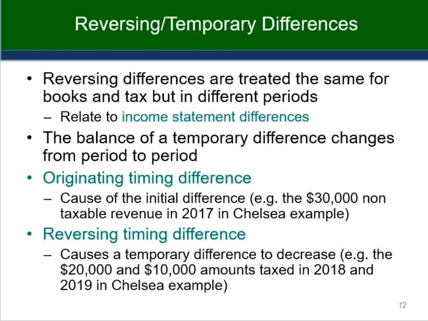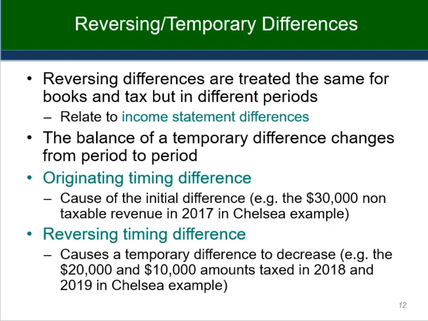So the originating difference is when you buy an asset and you first depreciate it for its first period under CCA, the CCA deduction being higher than the accounting expense related to that asset. And then reversing differences happen as the asset is used over time, and the difference between the accounting and tax basis for amortization or depreciation reverses.